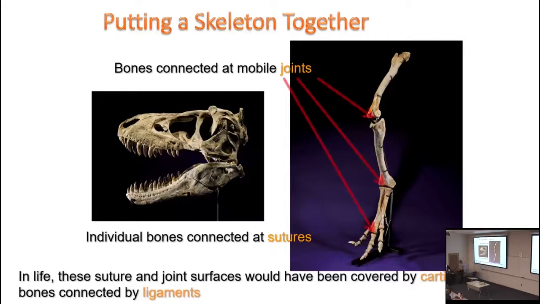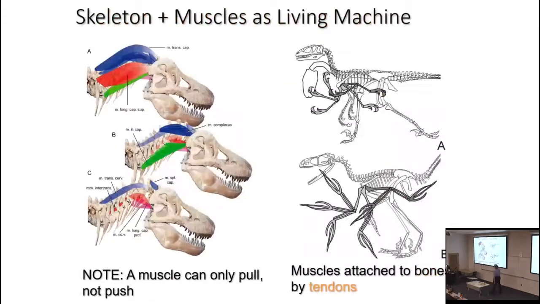So there's mobile joints in the hind limb of a tyrannosaur called Tarbosaurus, and there's individual sutures in its skull. The skull is not a single bone. The skull is comprised of multiple bones that fit together, sometimes very loosely, sometimes very rigidly.